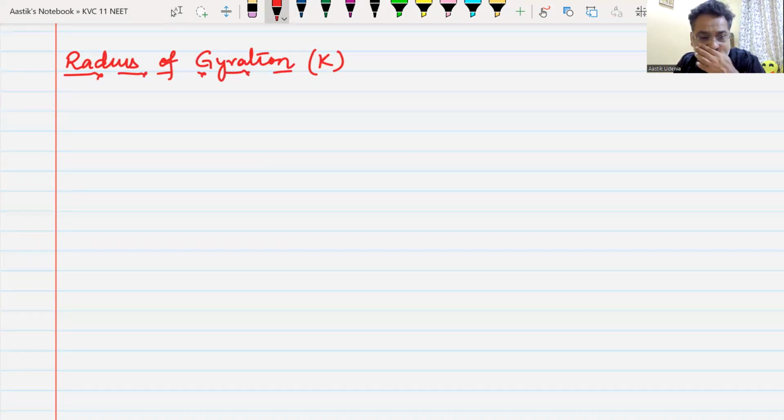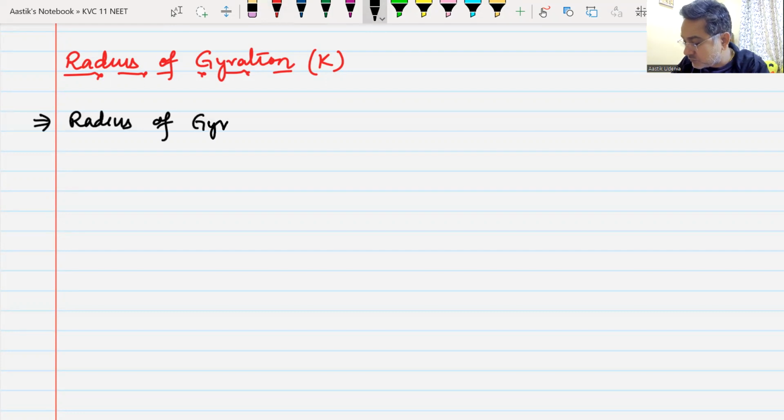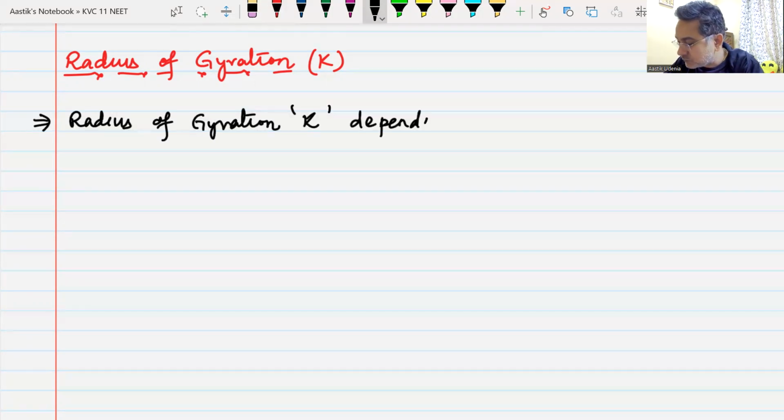We will just write the formula of this radius of gyration. And how do you find out the radius of gyration? The first thing that you must remember, this radius of gyration K depends on the axis of rotation.